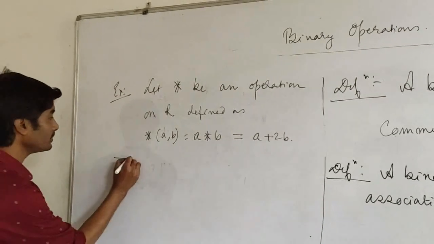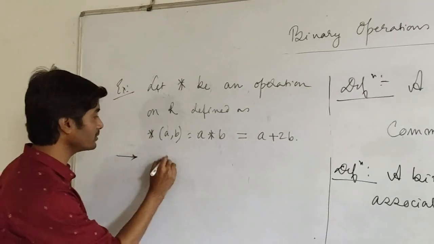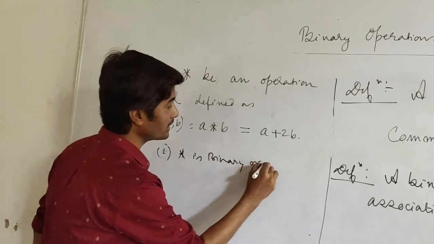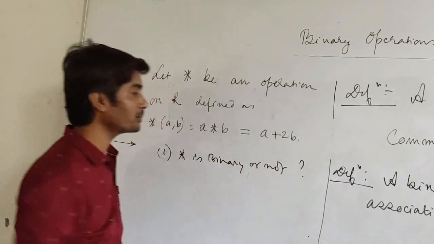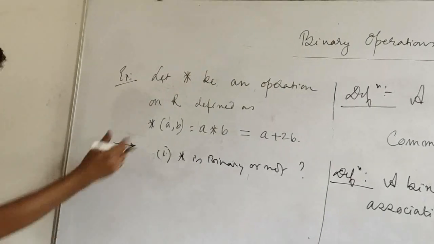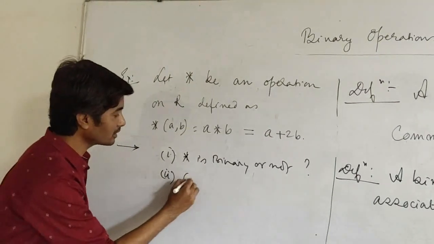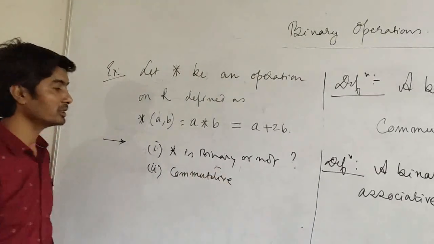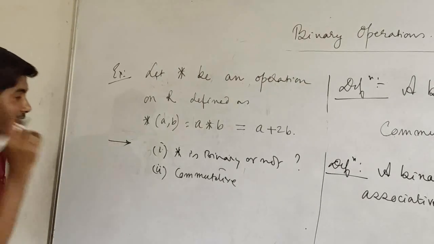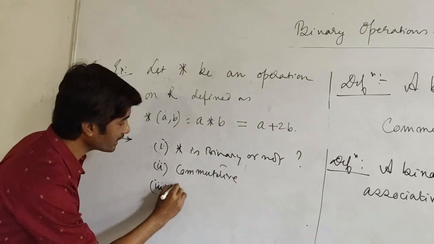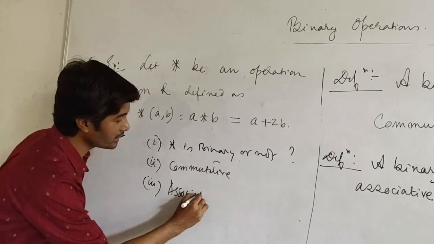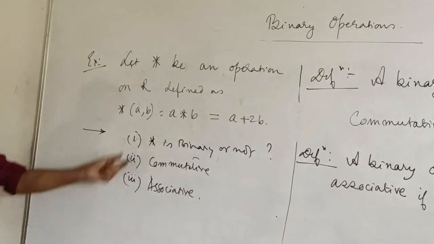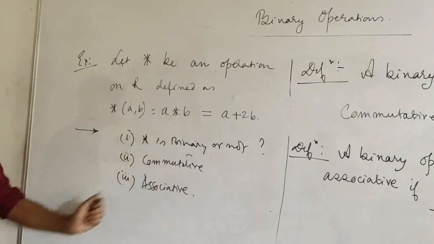Now, first thing, 3 points we need to verify here. First thing, whether star is binary or not. Number 2, whether the commutative property is satisfied by star or not. And number 3, regarding the associative property, we will check whether it is satisfied by star in R or not. So these 3 things will have to be verified for this star.